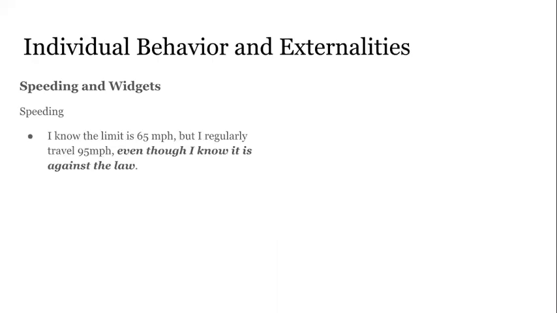As far as individual behavior and externalities, two examples here, speeding and widgets, help us understand this notion of how individual behavior leads to externalities. As far as speeding is concerned, in the United States we're not in kilometers, we're in miles, and we know that the speed limit is 65 miles per hour. But I regularly travel 95 miles per hour, even though I know it is against the law. So I regularly engage in individual behaviors that violate existing known laws and regulations.